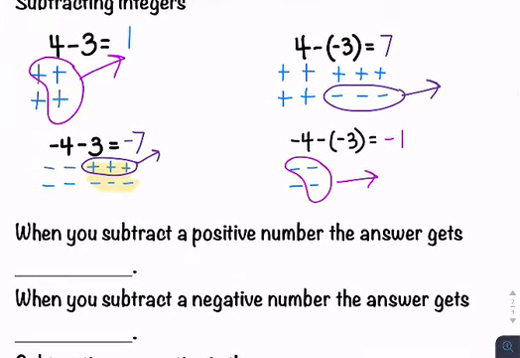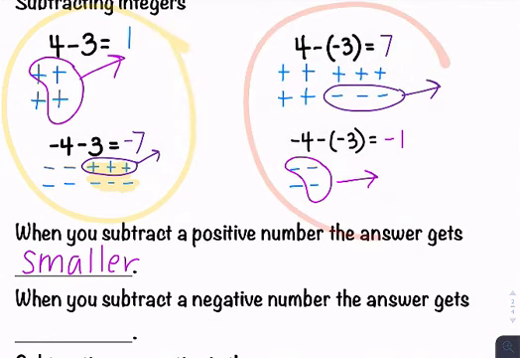So, we have some concluding statements here. So when you subtract a positive, like these two, subtracting a positive number, my answer gets smaller. Both times my answer got smaller. It went from positive 4 to positive 1, and then the second time it went from negative 4 to negative 7. So my answer was getting smaller.